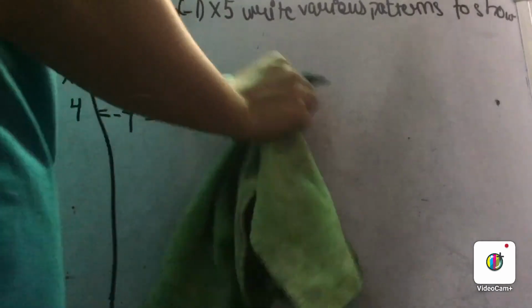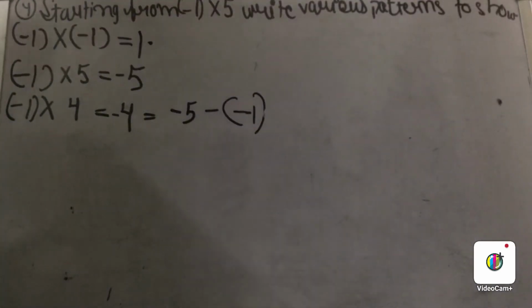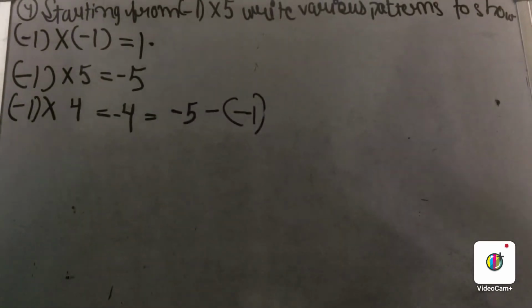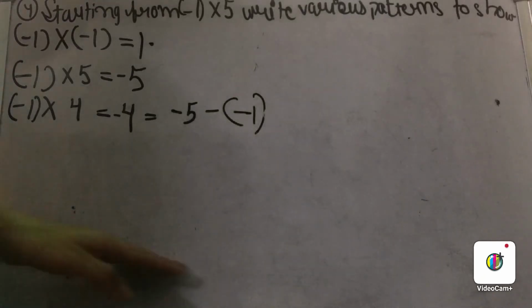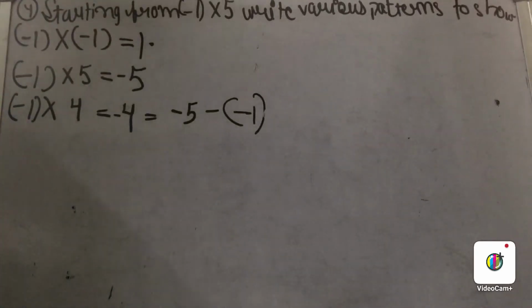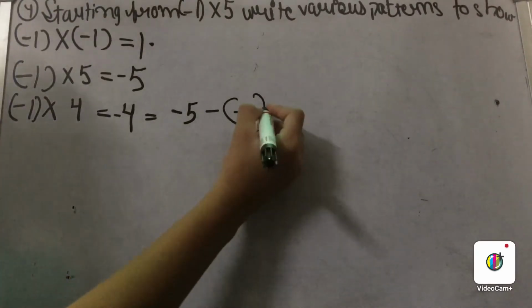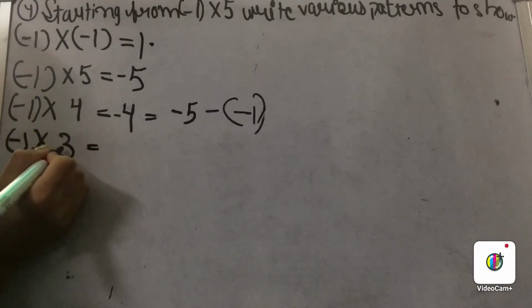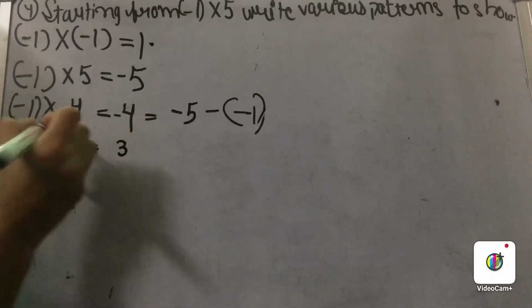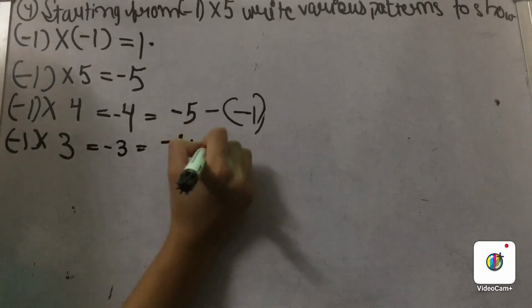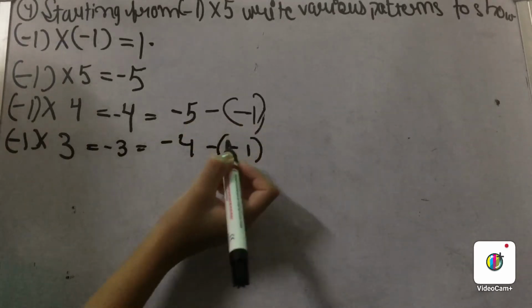So I think we have created a pattern that is suitable for this, starting from minus 1 multiply 5. You will continue this pattern till minus 1 multiply minus 1. Now let us move on to our next integer, which is 3. 3 ones are 3, plus minus minus, this will be minus 3, and here it was minus 5, but here we will write it as minus 4 minus minus 1.